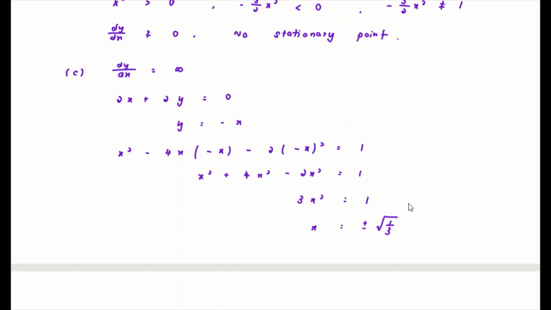Okay, so if you can, try to rationalize it. Which means plus minus square root of 1 over 3, times square root 3 over square root 3, so we have plus minus square root 3 over 3.